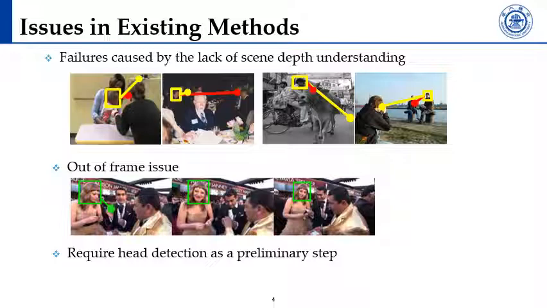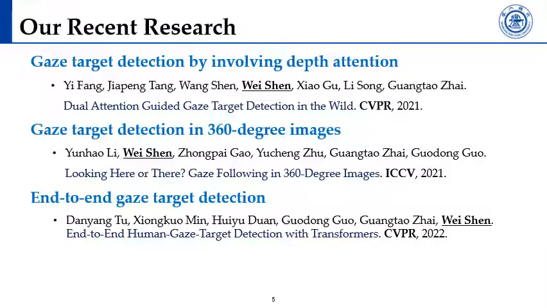Third, the current framework requires head detection as a preliminary step, and usually assumes that the head crops are given, which breaks the principle of automatic scene understanding. Although one can perform head detection first, the errors in head detection will be accumulated subsequently. So to address these three issues, we propose three methods, respectively.